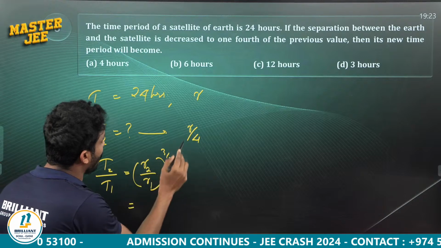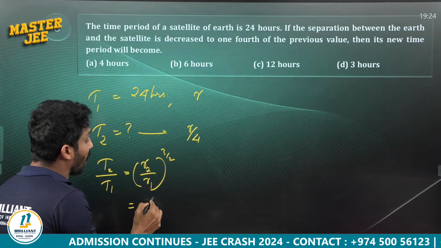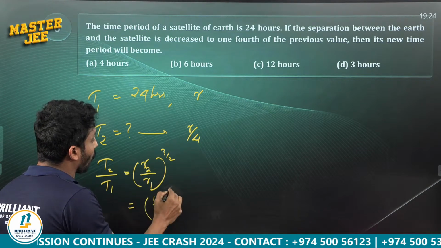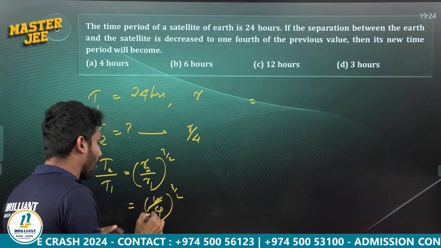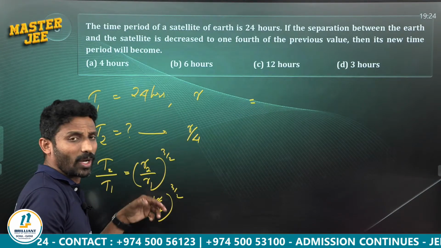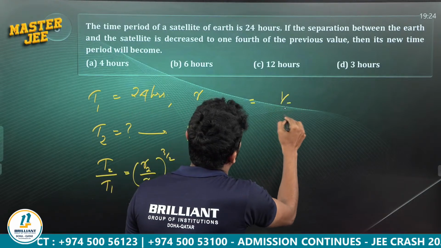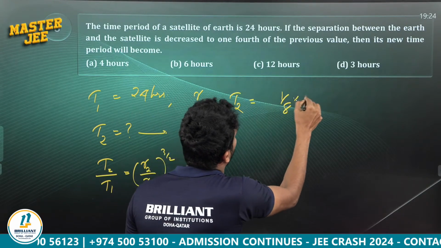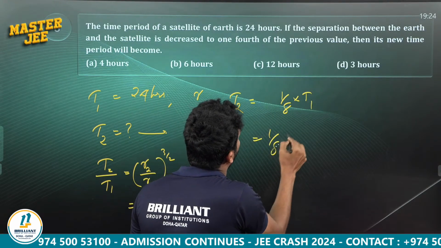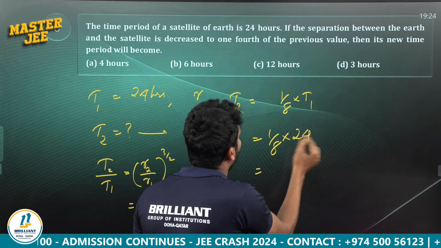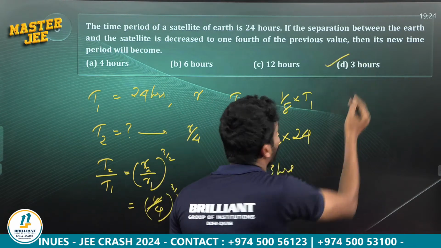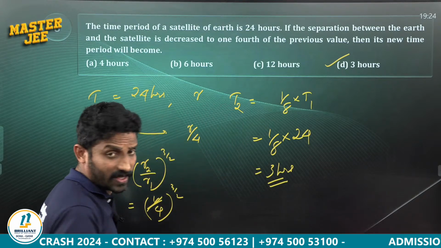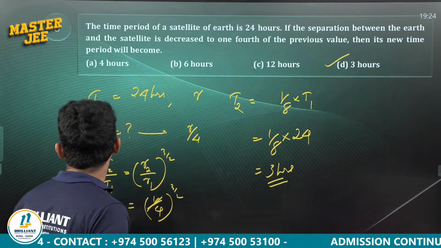Okay, r2 is r by 4, so r2 by r1 is 1 by 4, raised to 3 by 2. 1 by 4 raised to 3 by 2 is equal to 1 by 2 raised to 3, which is 1 by 8. So T2 is equal to 1 by 8 of T1. 1 by 8 of 24 hours, 24 by 8, is 3 hours. 3 hours is the answer of this question. Very simple, a 5-second question. Now the 9th one.